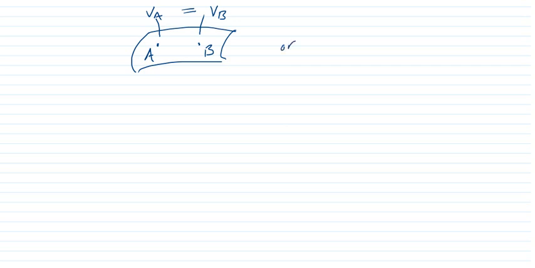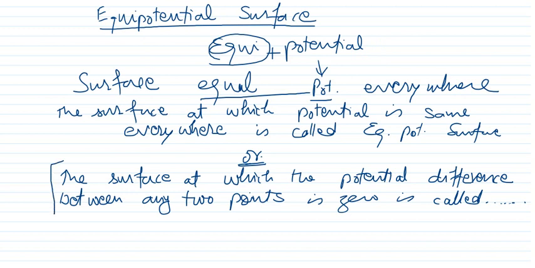Or otherwise we can say that if the potential difference between any 2 points is 0, then the surface is said to be an equipotential surface. You can see that as VA is equal to VB, so therefore their difference must be equal to 0. So this is the second definition that I have written here. Out of these two definitions, any one you can write.